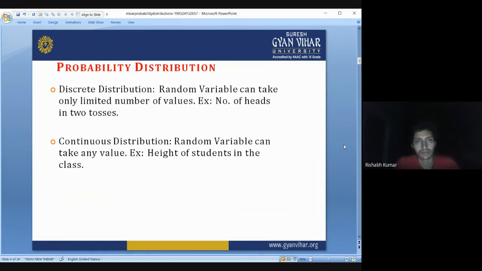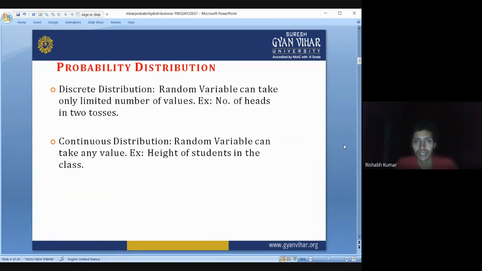Discrete distribution is the distribution in which a random variable can take only a limited number of values, for example, number of heads in tosses or the outcome of rolling a dice. So in that case, only particular finite values can be the outcome. In case of tossing a coin, it can be head or tail. In case of rolling a dice, it could be 1, 2, 3, 4, 5, or 6, right? This type of event in which particular finite values could be the outcome is known as your discrete distribution.